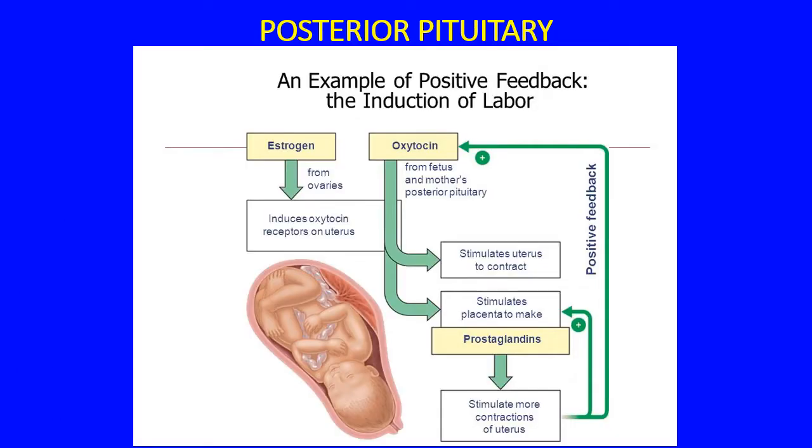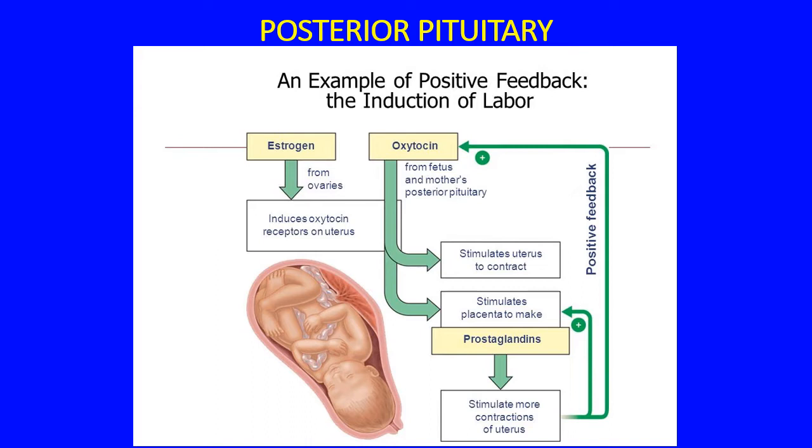So if we look at this, this is a positive feedback: the induction of labor, estrogen from the ovaries. It's going to increase oxytocin receptors on the uterus. And so what you have is oxytocin from both the fetus and the mother's posterior pituitary. They're going to stimulate the uterus to contract. They're going to stimulate the placenta to make prostaglandins. The prostaglandins are going to feed back in both a short and a long loop.